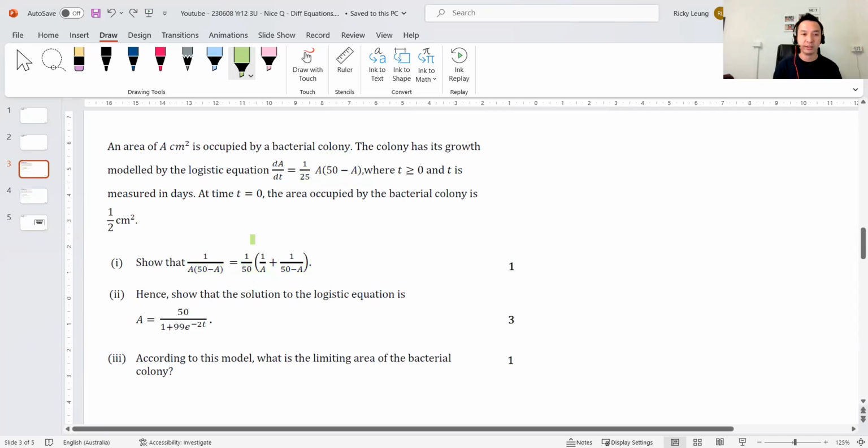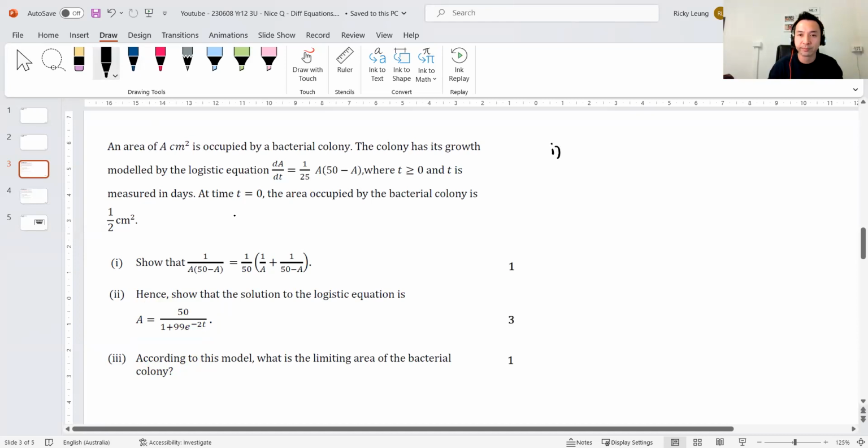And then we derive the logistic equation itself, the solution, right? You can see there, they've got all the constants sort of figured out because they've given us information to do so. And then lastly, using this logistic equation, we're going to answer a question about limiting value or limiting area. So very classical. Let's get started, right?